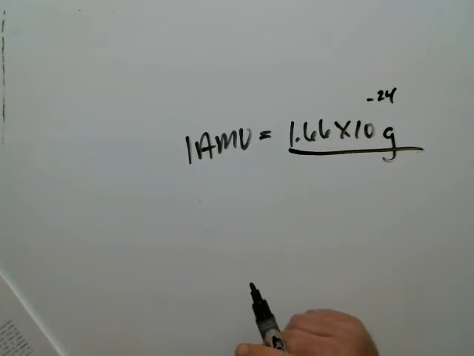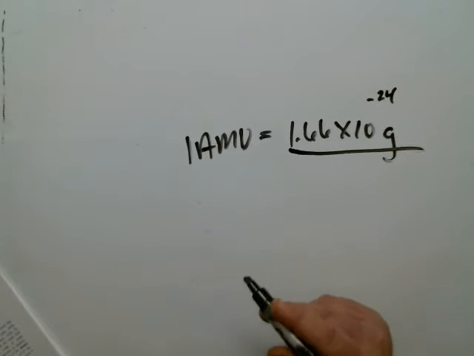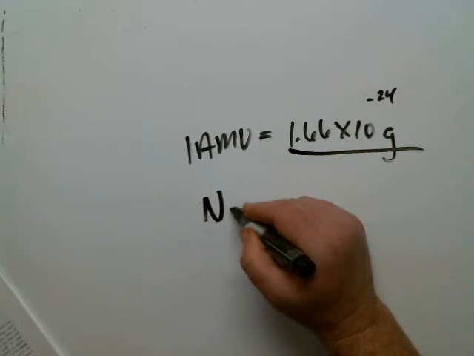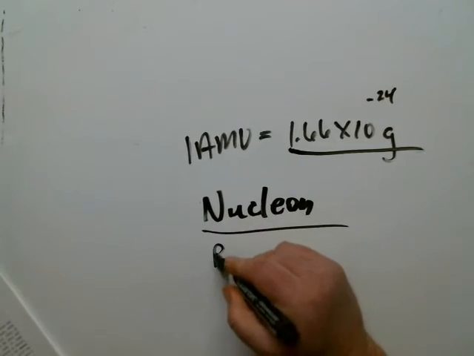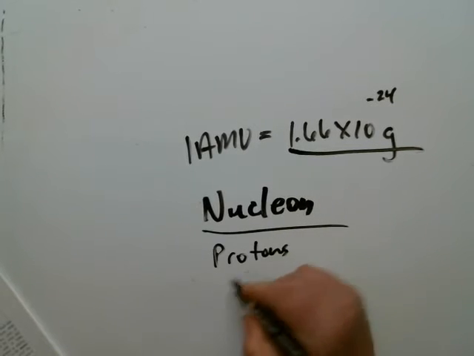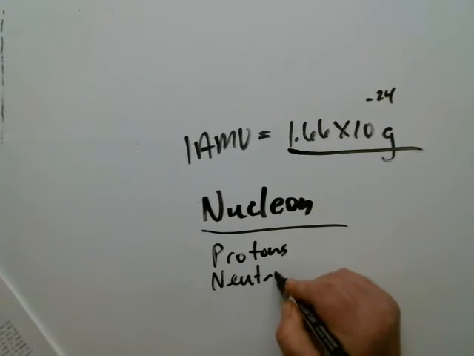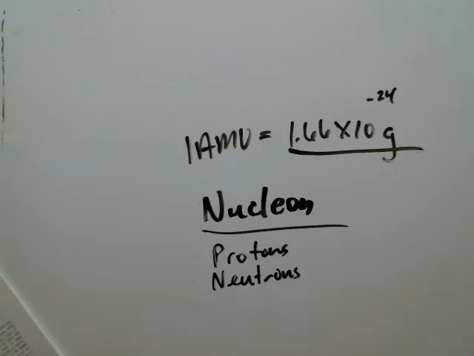So we're talking a very small amount of mass here, and we should be. We're talking about a single nucleon. A nucleon is a proton or a neutron. That is a nucleon. Protons, neutrons, they're both nucleons. All right?